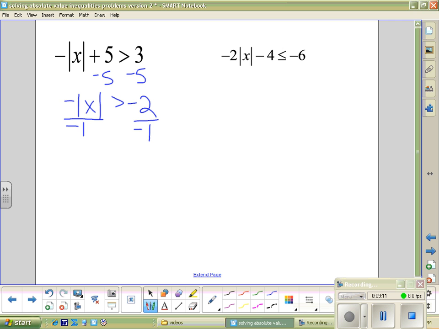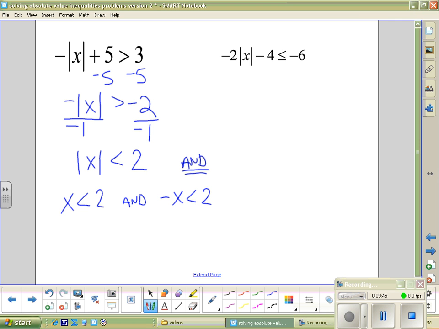And now I end up having the absolute value of x. We have to do the switcheroo because we divided by -1. Is now less than a positive 2. Okay, I feel better now. I've got an absolute value. It's a less than, and it's going to be less than a positive. I feel pretty good about this right now. So I'm going to go ahead and break it apart. Less than, if you remember, means and. So let's break it apart. I'm going to have x is less than 2, and opposite x also is less than 2.